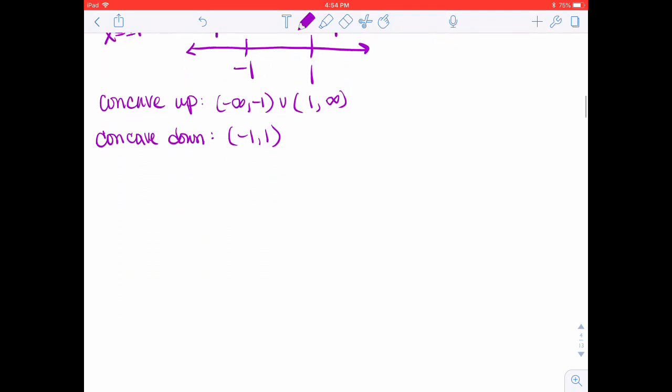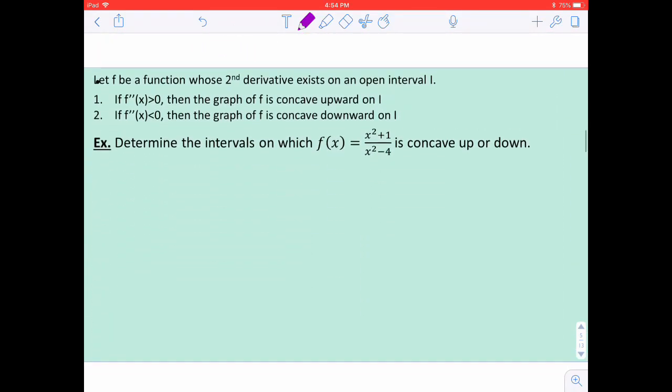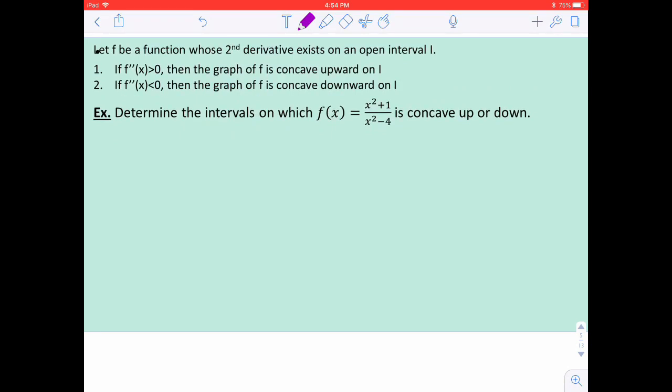Okay, let's go to our second example. So let f be a function whose second derivative exists on the open interval I. Same information, just revisiting what we need to know. But let's determine the intervals on which f of x is equal to x squared plus 1 over x squared minus 4 is concave up or concave down. So again, we've got to find the first derivative here.